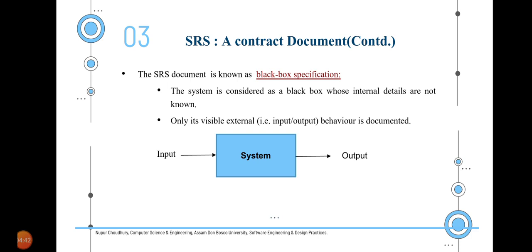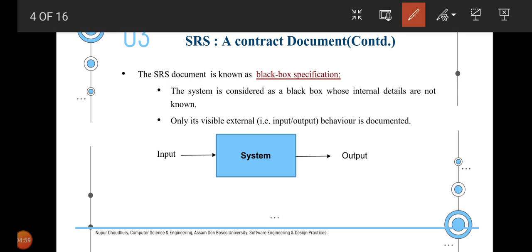So it is only visible externally, whereby the input and output are noticed by the external people, or entities external to the system, and the system as a whole. So when you look at this particular diagram, you will see that in a black box specification, the input is noticeable, the output is noticeable, and the system is there, but what is there within the system is not seen.